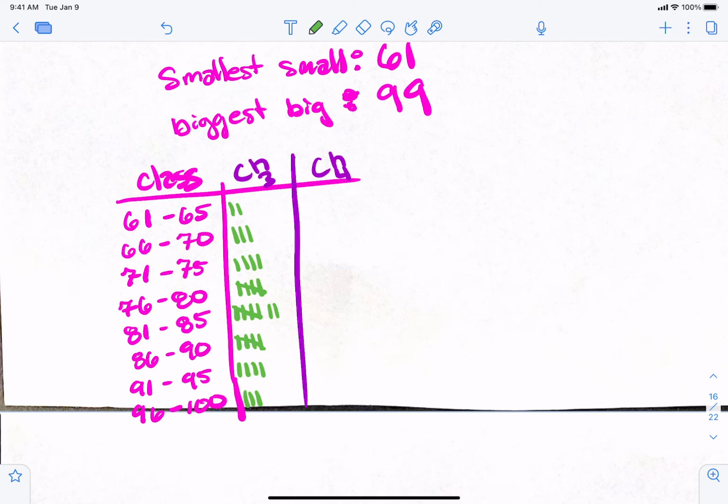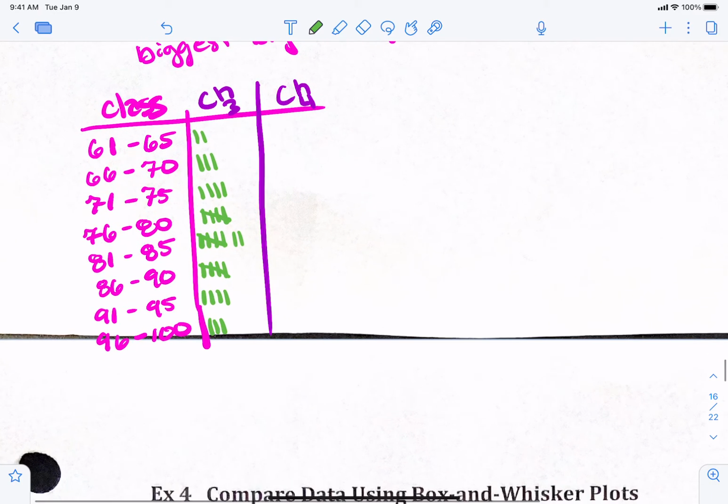All right. You write down how many was in each tally thing. I'm going to do chapter 4s quick.